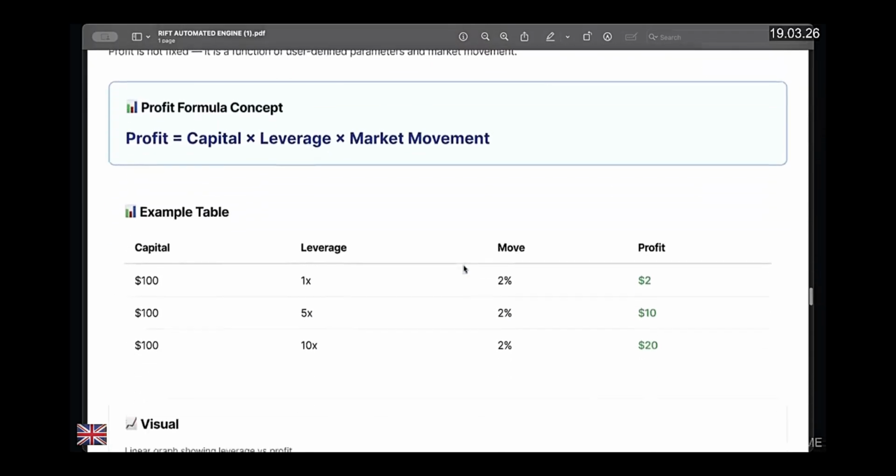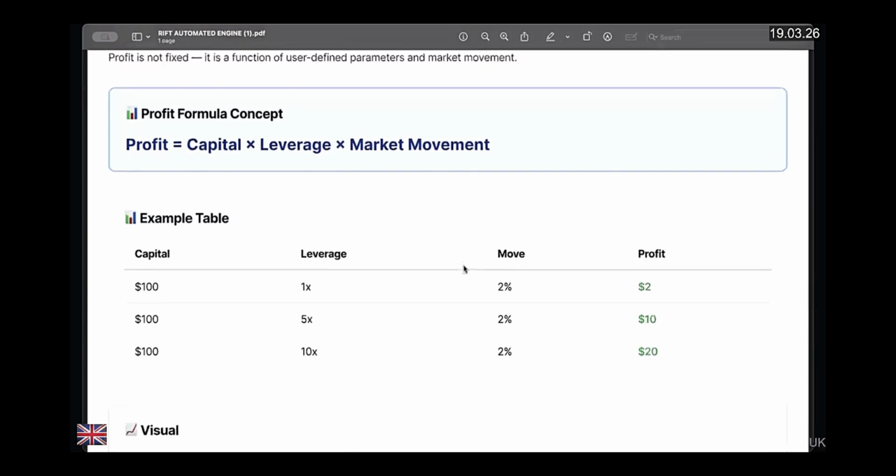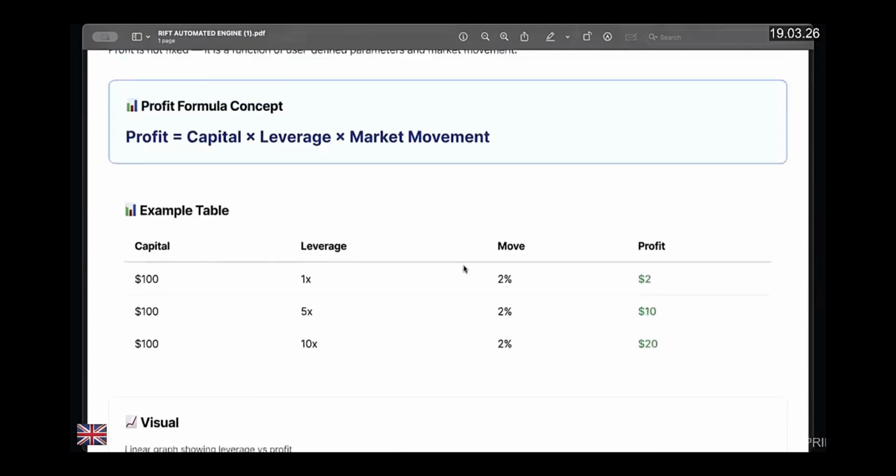Then there is the profit generation mechanism on which the whole system works. This is the formula on which the profit works: capital, leverage, and the market movement. So whatever your capital is, and then depending on your leverage and the market movement, your profit is defined. It all comes back to your ticket size, your leverage, and the movement of the market. But the most important thing is exiting the trade.